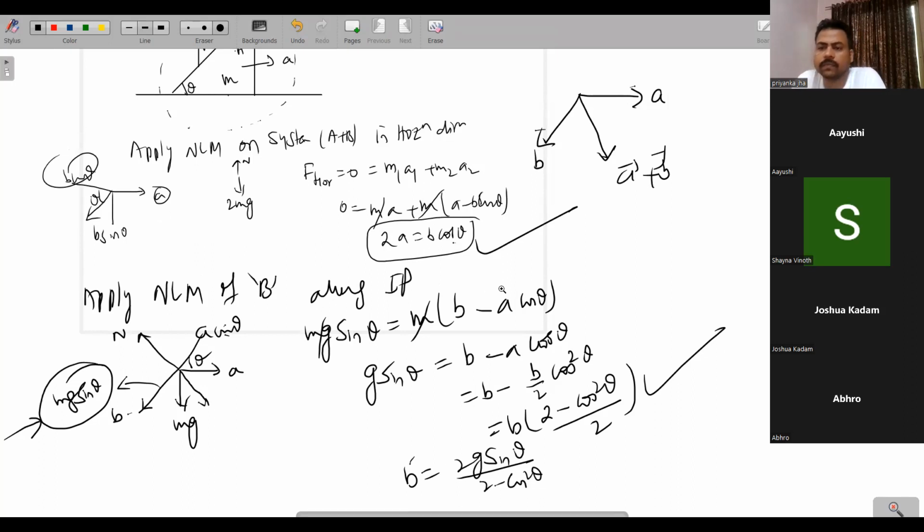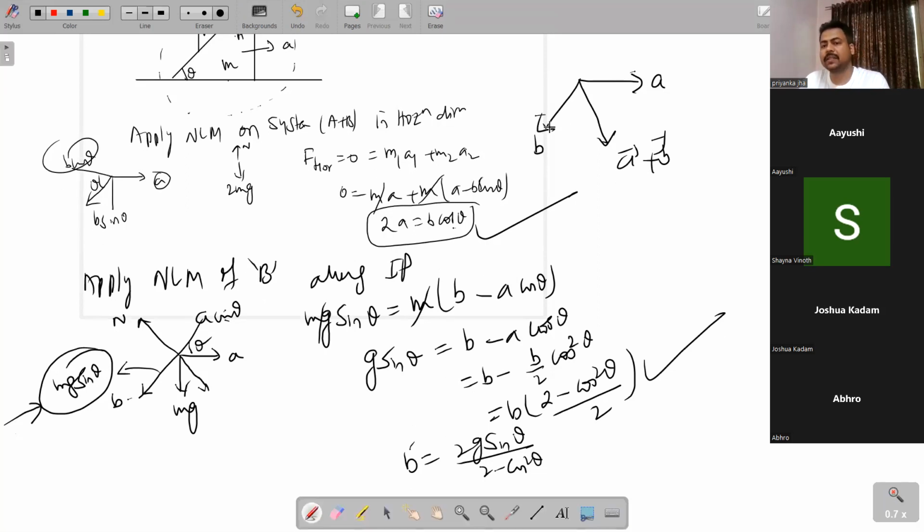So can you repeat that? See, A is the acceleration of block B with respect to which? So suppose you are asked to find the acceleration of block B with respect to ground. So how do you find it? Right, acceleration of block B with respect to wedge?